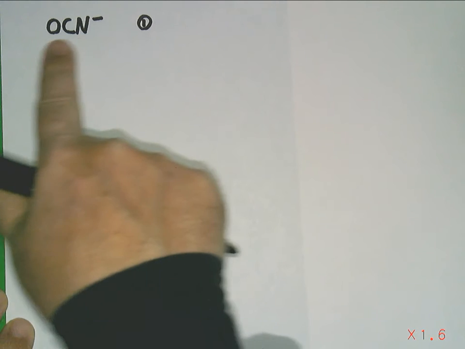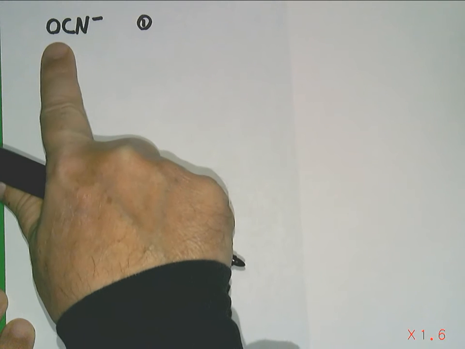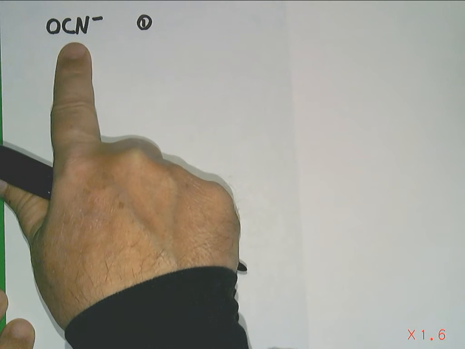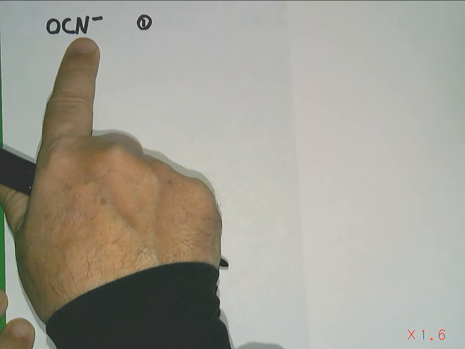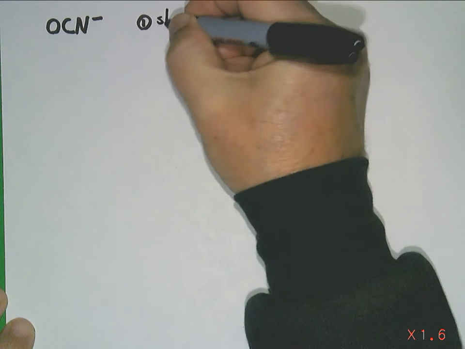Now if somebody writes down an ion like this, they are giving us a hint about what the skeleton structure looks like. It's got an O on one end and an N on the other, with the C in the middle. So let's write down the skeleton structure that way.